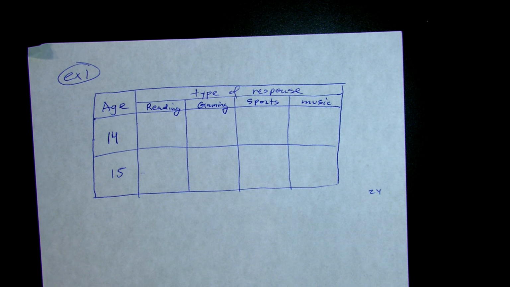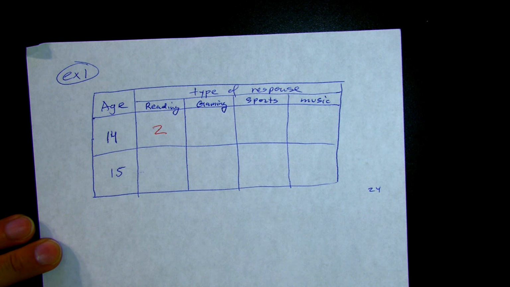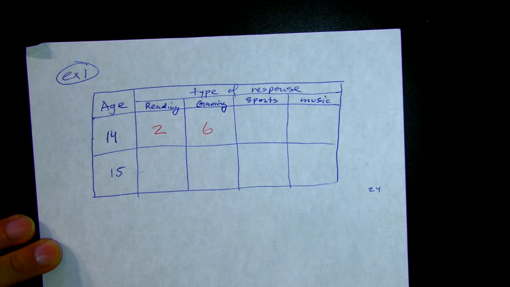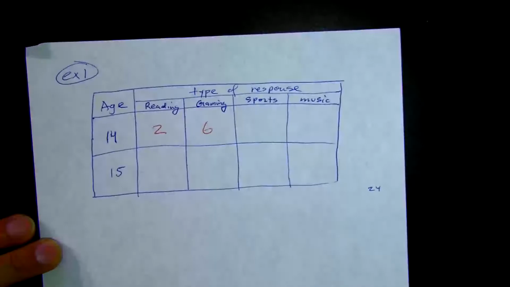All right, let's see. 14-year-olds that like reading. 1, 2. 2. 14-year-olds that like gaming. 1, 2, 3, 4, 5, 6. What does that mean? Somebody's doing weird stuff. I don't know what that means. Who wrote something in the chat? What is that? Oh, okay. You're saying no one likes reading or gaming?